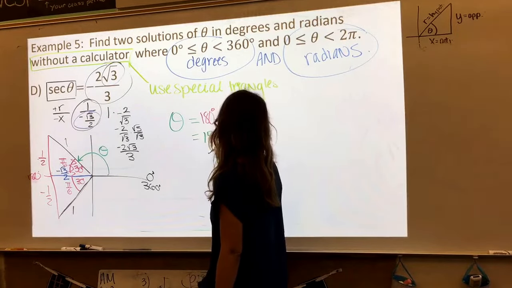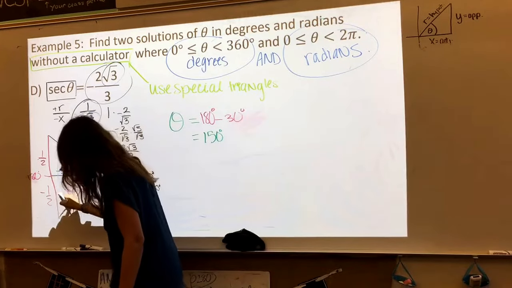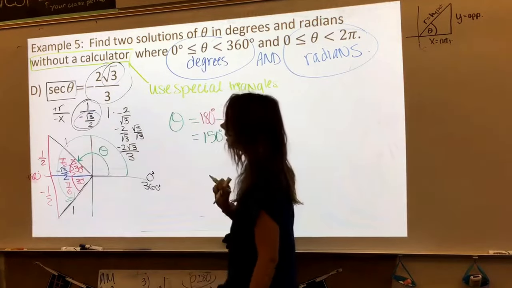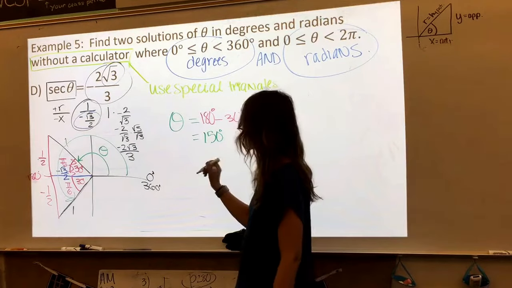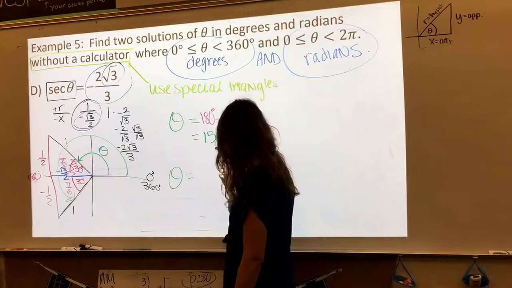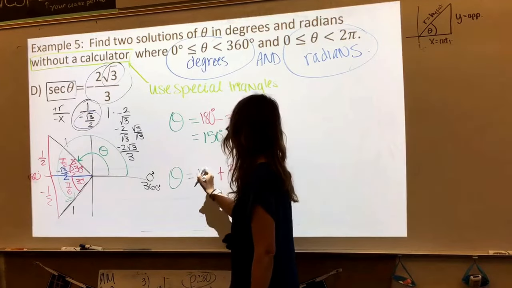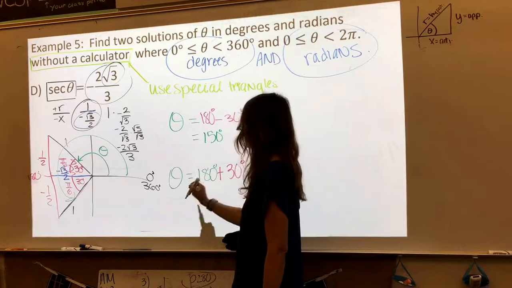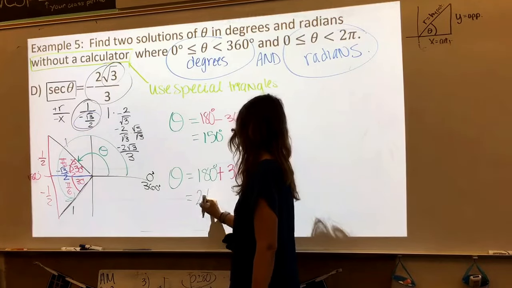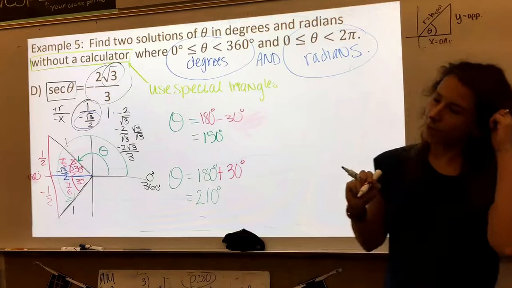What do we get? 150. Good. Okay, and then I need this one in standard position. How do I get that one? Add 30 to 180. Yep. And what's 180 plus 30? 210. You guys are good at those with degrees because you did them so much in Math 3.